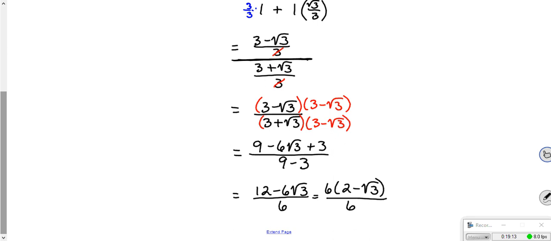So I factored a 6 out of both terms on top. Then my 6's will cancel, and I am just left with 2 minus root 3. That would be my answer.